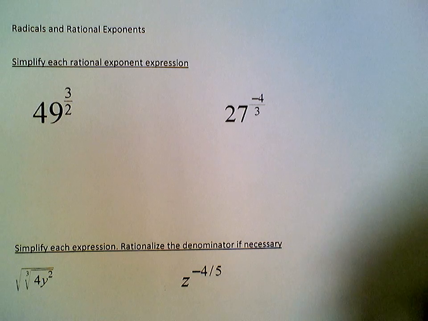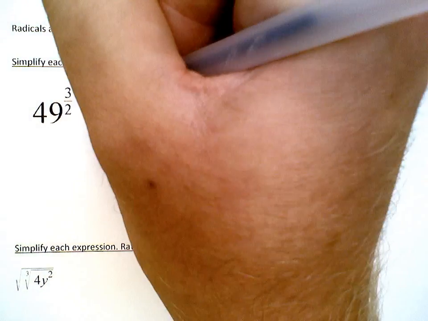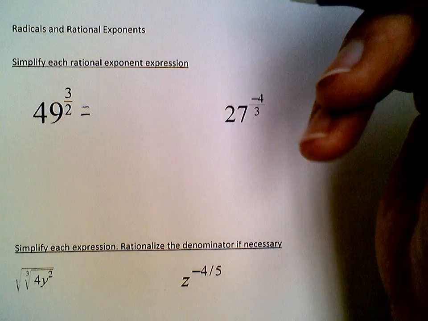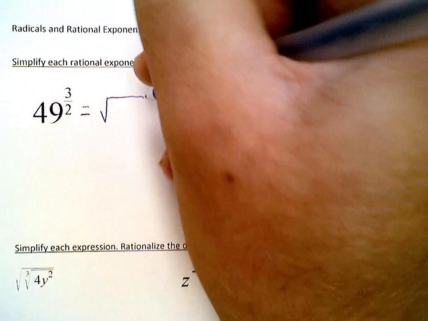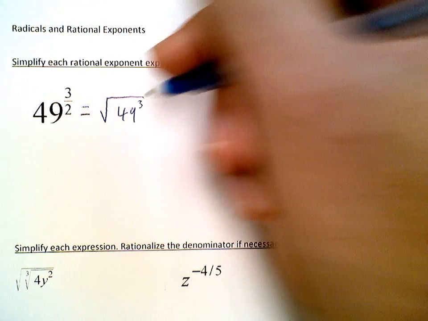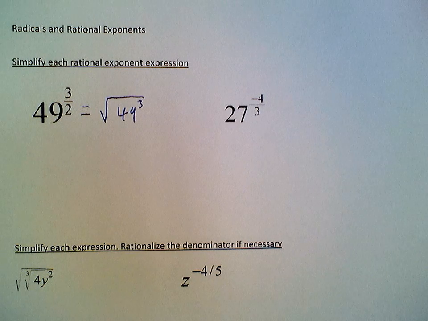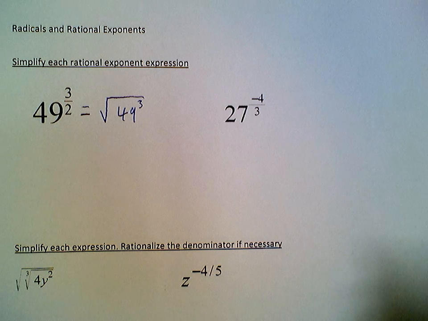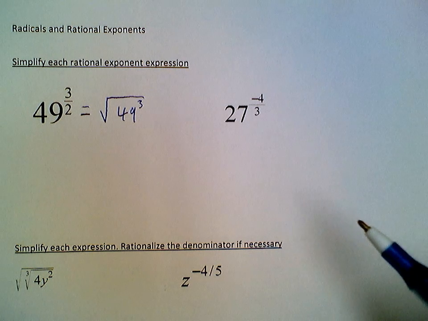So remember that what this means in terms of radicals is 49 to the 3 halves is the equivalent of taking the square root of 49 cubed. Okay, the square root of 49 cubed. All right. Now, important thing when you're doing these is that the order doesn't matter.